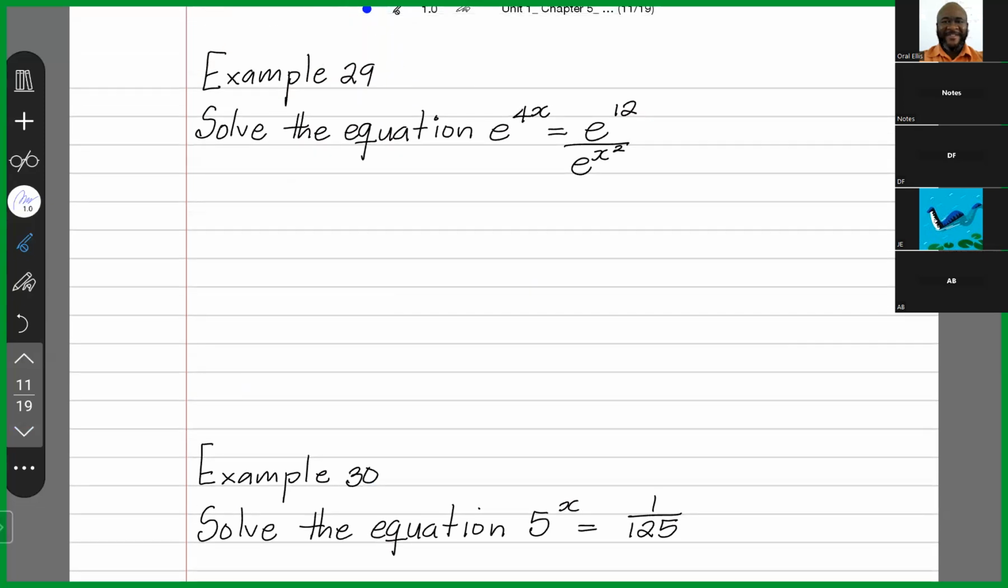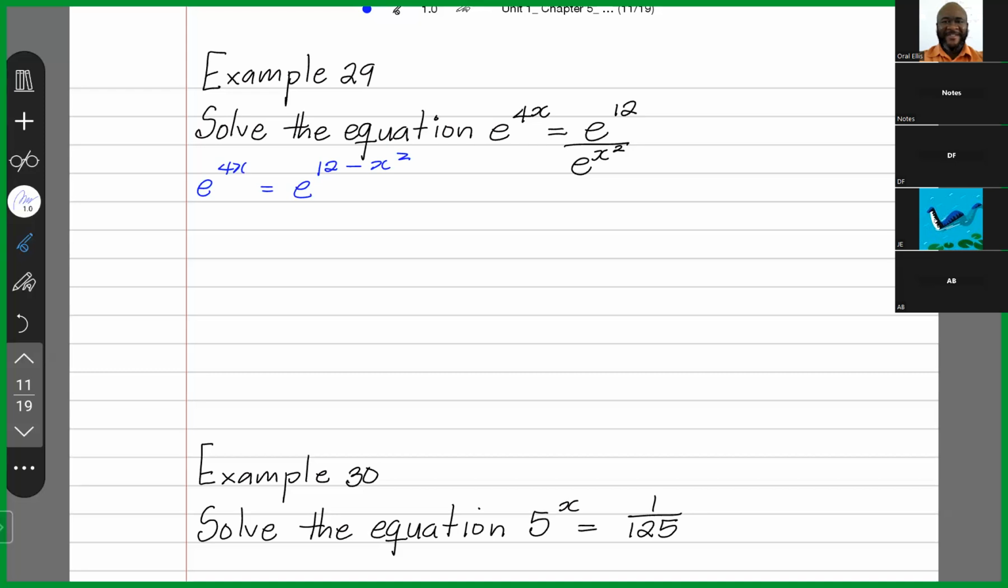Now, example 29 is asking us to solve the equation e to the 4x is equal to e to the 12 divided by e to the x squared. In the first thing, it has to be one term on the left and one term on the right. Right now, what we have is one term on the left and two terms on the right. But the two terms on the right, using our laws of indices, can be simplified to one term. So we're going to have e to the 4x is equal to e to the 12 minus x squared.